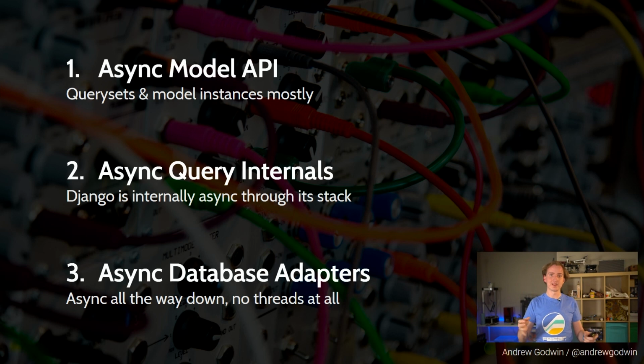So again, let's look at some phases. You can tell I've been doing principal engineering for too long. I now do project planning in phases. Three phases here again too. The first one is to have an asynchronous model API.